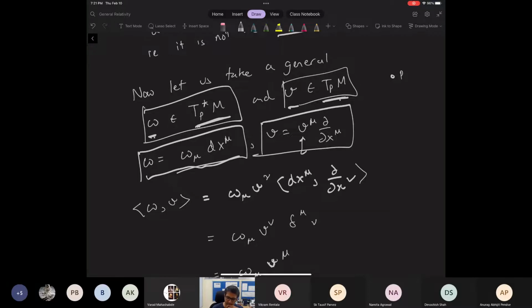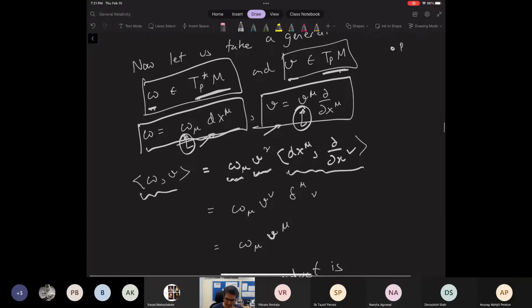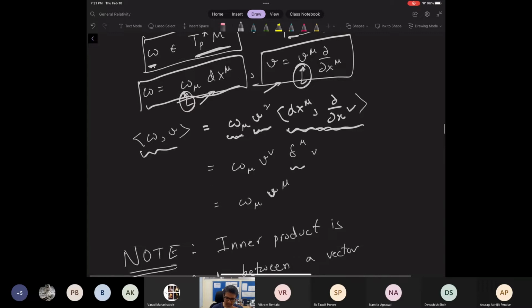These are the coefficients of the vector. These are the coefficients of the dual vector. So now we can define the action of omega on v. Once again we can expand them in their basis, and we can use the linearity of the inner product to pull out the basis coefficients. So we can pull out the omega_mu v^nu, and write what's left inside as the inner product of dx^mu with partial_x^nu. Once again, this inner product is known. It's just delta^mu_nu. So what you get is omega_mu v^nu times delta^mu_nu. When you sum over mu and nu, you just get omega_mu v^mu.